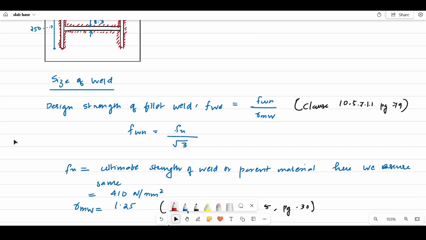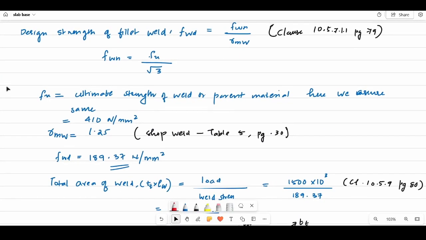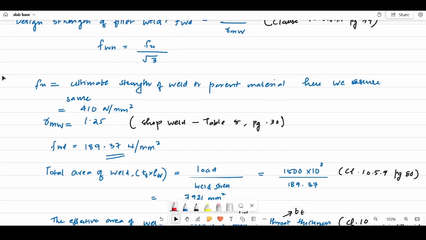And there the explanation for fu is also given, that is fu has to be the smaller of the ultimate stress of the weld or the parent material. So we assume the weld material and parent material are the same. The parent material is Fe 410, so it has an ultimate strength of 410 Newton per mm square. For gamma mw, when we look at table 5 on page number 30, we assume it to be a shop weld because we assume this member will be welded at the shop, so its factor is 1.25. If the question says it has to be welded at site, then we have to assume it as 1.5. For the time being I assume it to be 1.25.